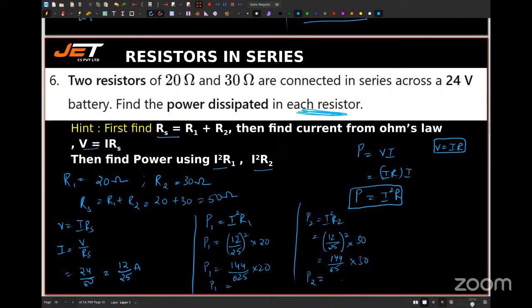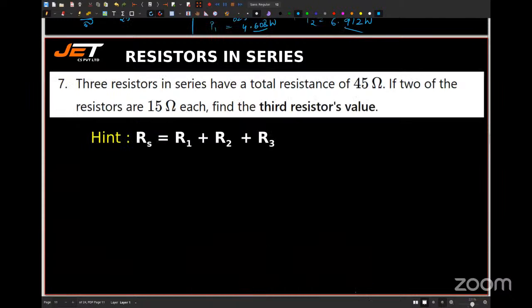I want you all to pay attention to the class so that it will be useful for everyone. So P2 will be 6.912 watts. So power is treated as watts, right? And what will be P1? P1 will be 4.608 watts. So you can take it as 4.6 and you can take it as 6.9 approximately. Moving on to next problem.